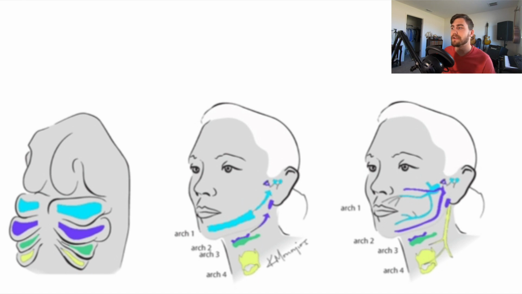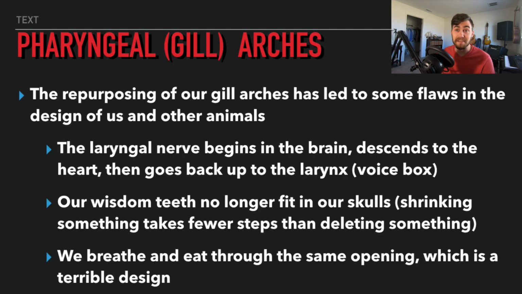So here's the human embryo again on the far left, and the highlighted regions are what the gill arches are or where they are. And then as you become an adult, it shows where they end up being, right? So we really pull them into radically different spots in our bodies. So the repurposing of gill arches has led to some flaws, as I said. For example, what's called the laryngeal nerve starts in the brain, descends down to the heart, makes a loop around your aorta, and then it goes back into your voice box, your larynx. Now, in a giraffe, that is a bit of a detour, right?